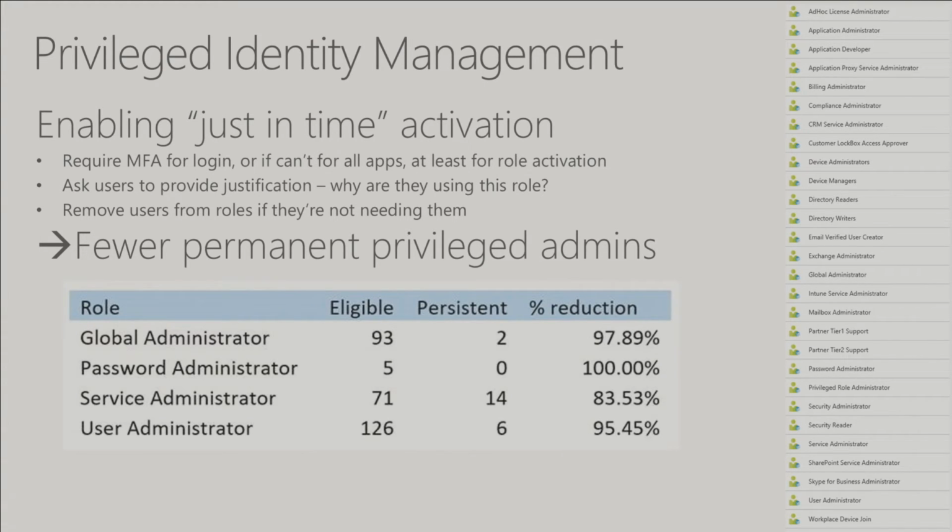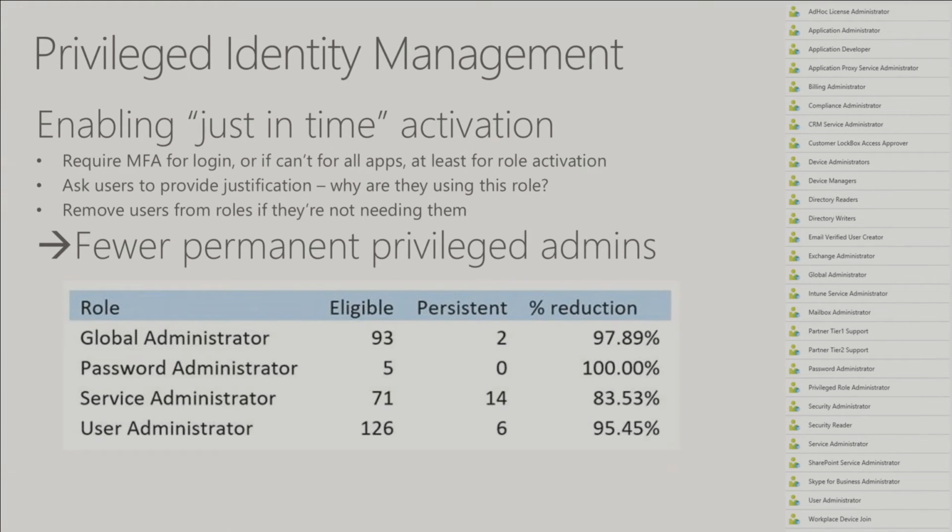So we did this here within Microsoft IT. And here are our numbers. So we went through, we converted 97.89% of our global administrators to be eligible. So now we're left with only 2 persistent permanent administrators. Those are our emergency break glass accounts.